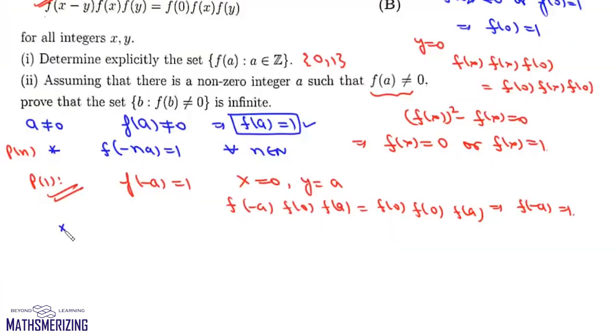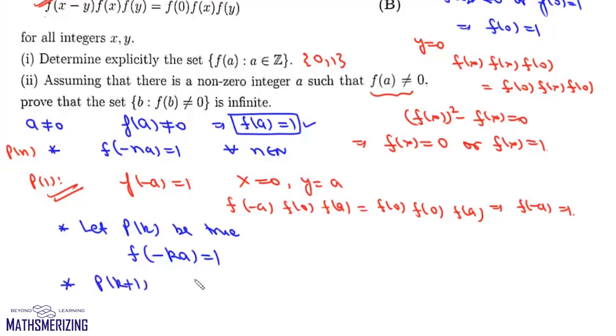Now the second step is we let Pk be true. So if Pk is true, that means f(-ka) is equal to 1. From here we have to prove that Pk+1 is true. Now Pk+1 is f(-(k+1)a).